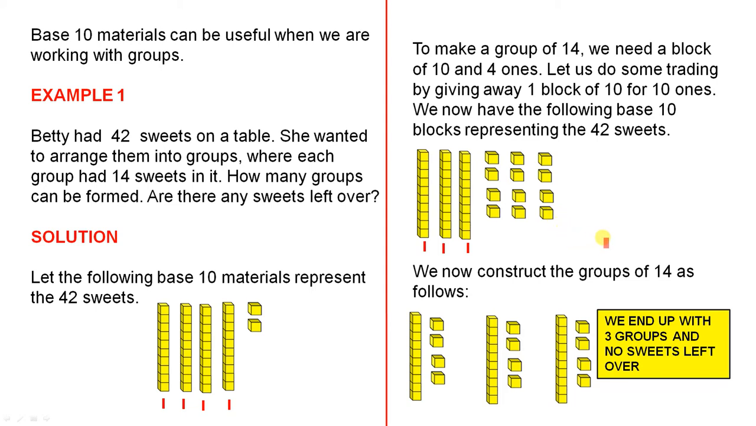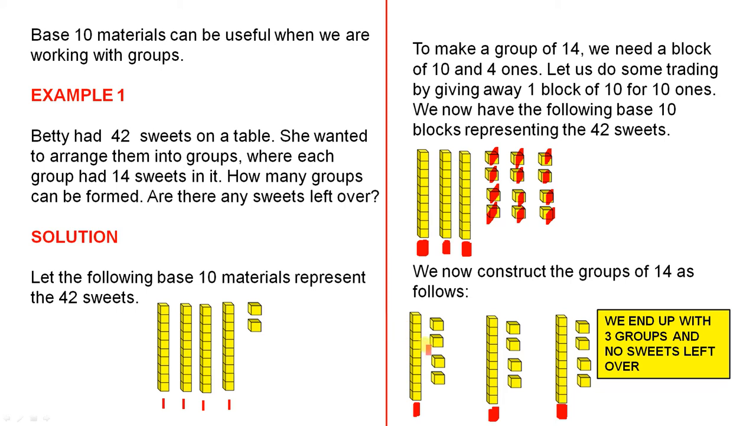We now construct the groups of 14 as follows. We use one of those 10s, which is this one, and 4 ones. 1, 2, 3, 4. Here they are. Then we use this group of 10, which is this one, and then 1, 2, 3, 4. Here they are. And then the last group of 10, which is this one, and then 1, 2, 3, 4, which is here.